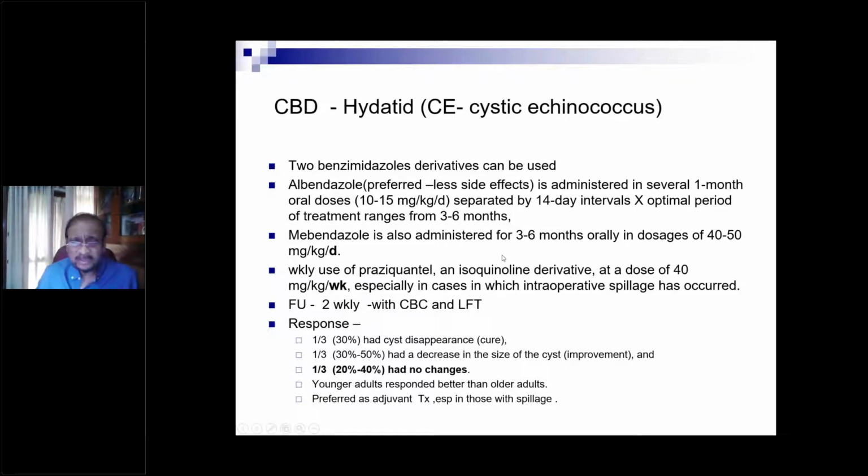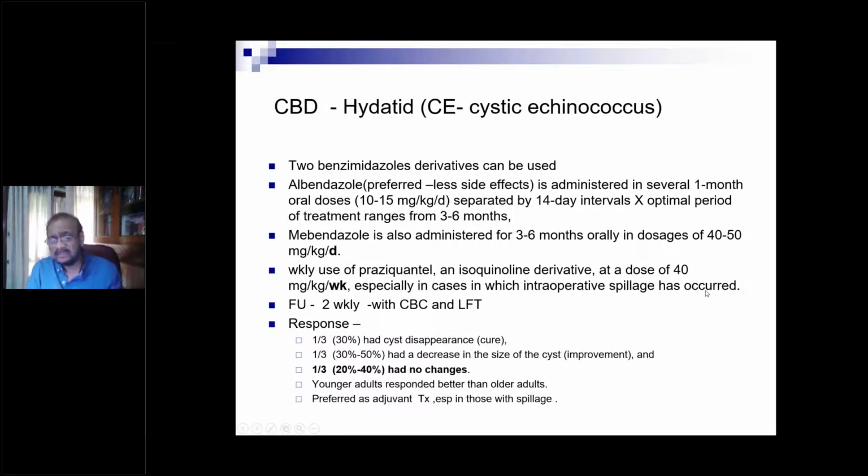Right? Mebendazole can be given again for 3 to 6 months orally. The dose is almost 3 times, 40 to 50 milligram per kilogram per day. Do you combine praziquantel with it? You may combine praziquantel with it at a dose of 40 milligram per kilogram per week. See, it is a week. It is not per day. It is per week. Okay, especially in cases where intraoperative spillage has occurred.